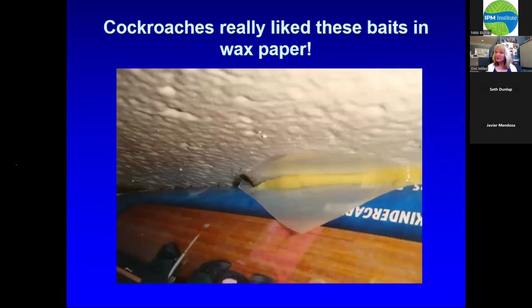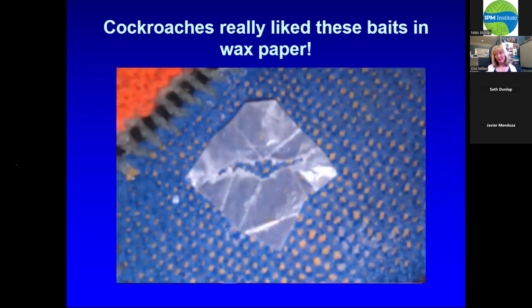And they really liked it. We would attract the cockroaches over. I think it was just the wax paper in particular that had some sort of smell. A lot of times, even before we put the baits out, we would see the cockroaches coming right over to the tacos and then start feeding on the bait. And they really liked it.